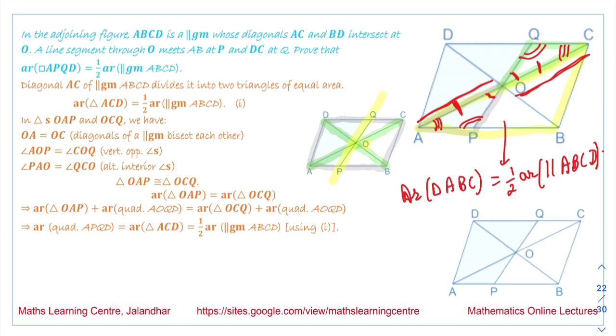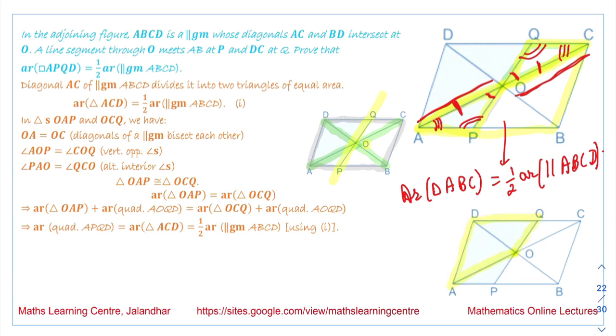The areas of triangles OAP and OCQ are equal because both these triangles are congruent to each other, and congruent triangles have equal area. Now we are talking about the quadrilateral AOQD. We are talking about this quadrilateral first.